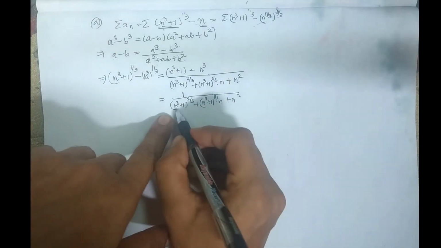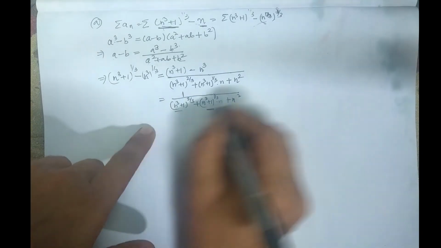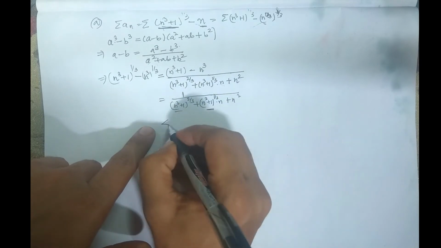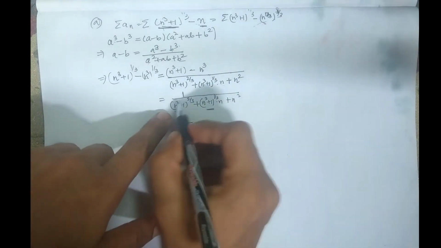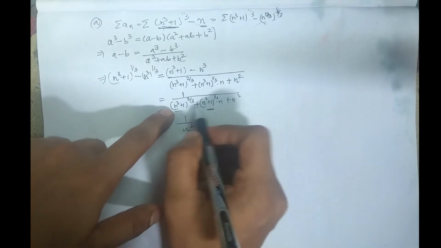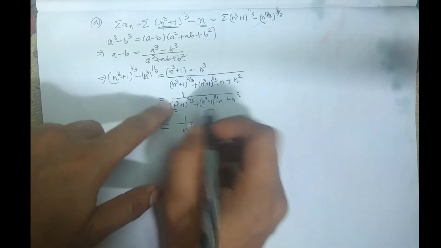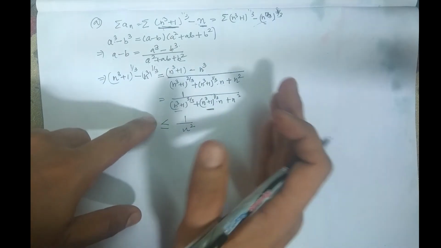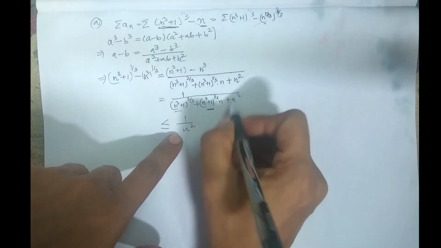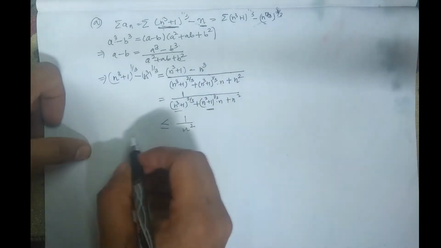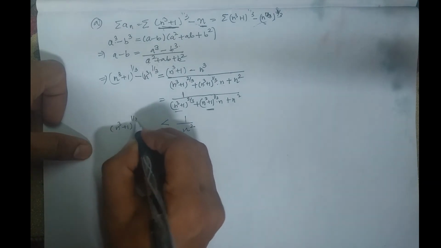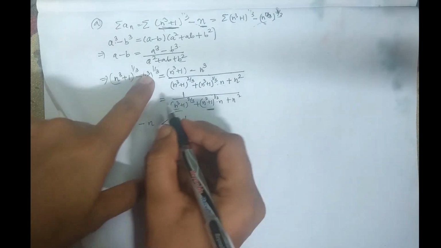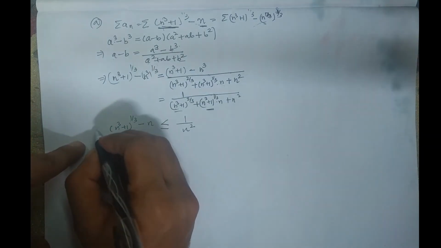Now see, these terms are non-negative, means this whole term will be strictly less than 1 by n square. If I eliminate positive terms from the denominator, my whole term is going to be less than 1 by n square. Okay, now see, if I compare, this is my left hand side, (n cube plus 1) raised to 1 by 3 minus (n cube) raised to 1 by 3. So this is our a_n.